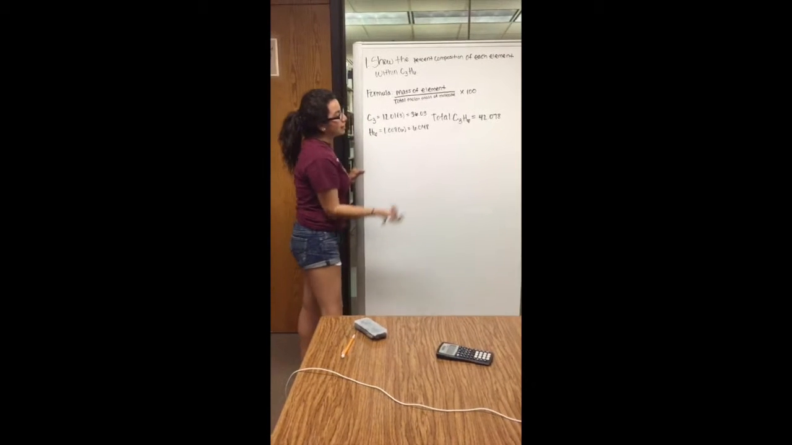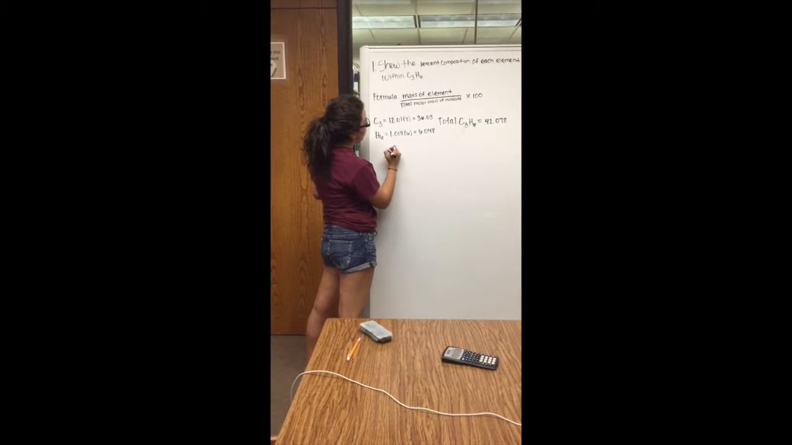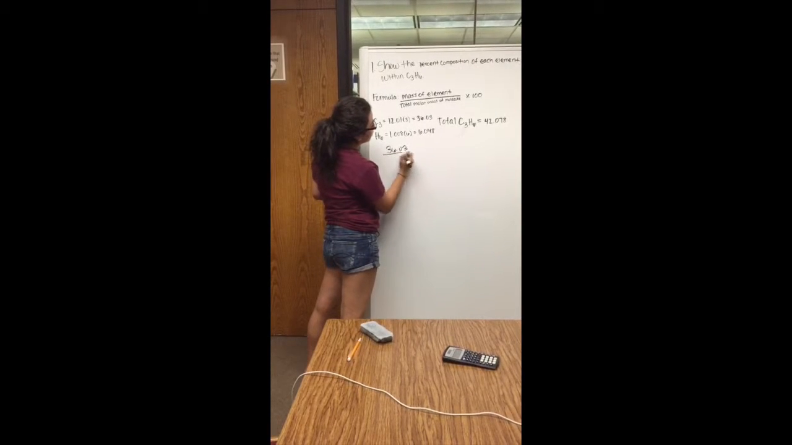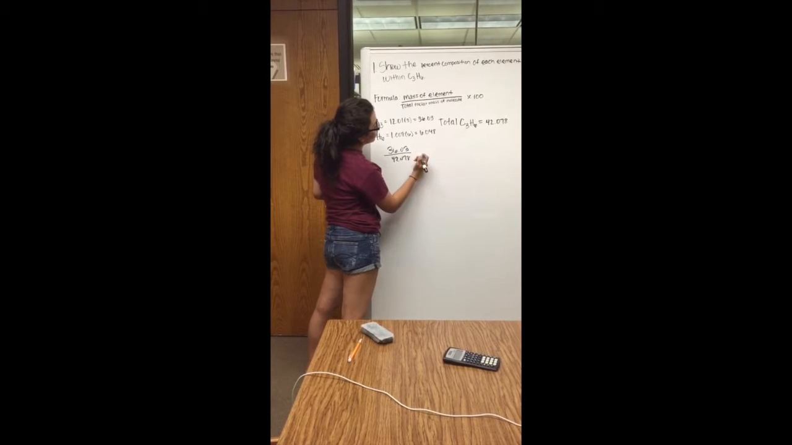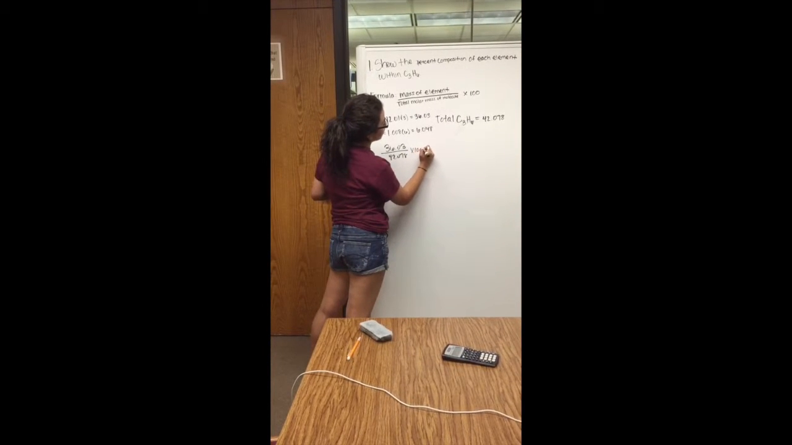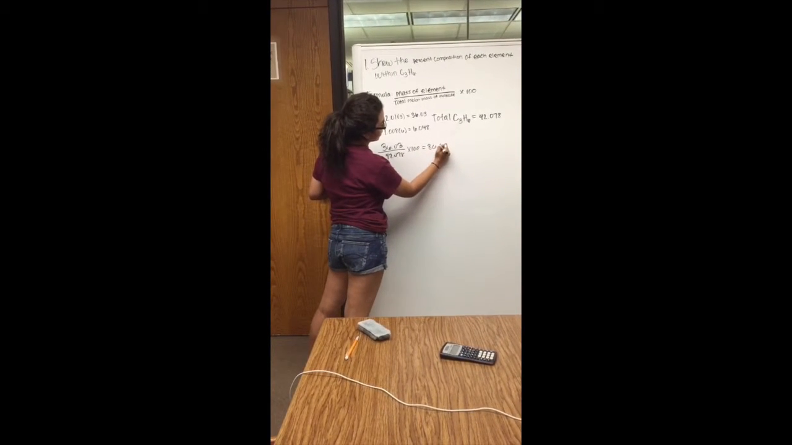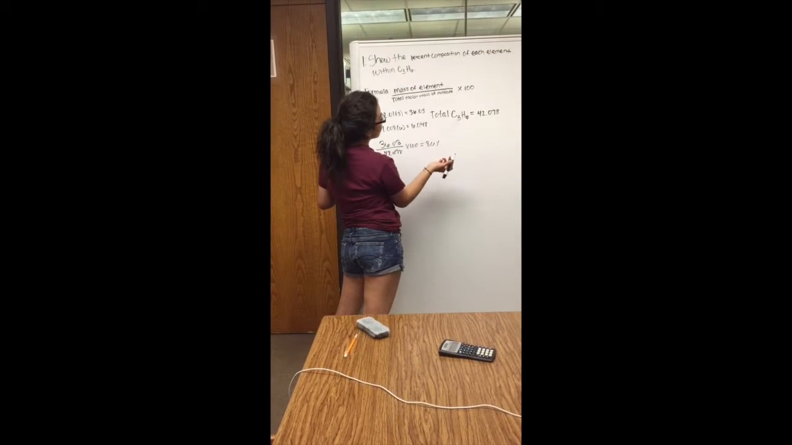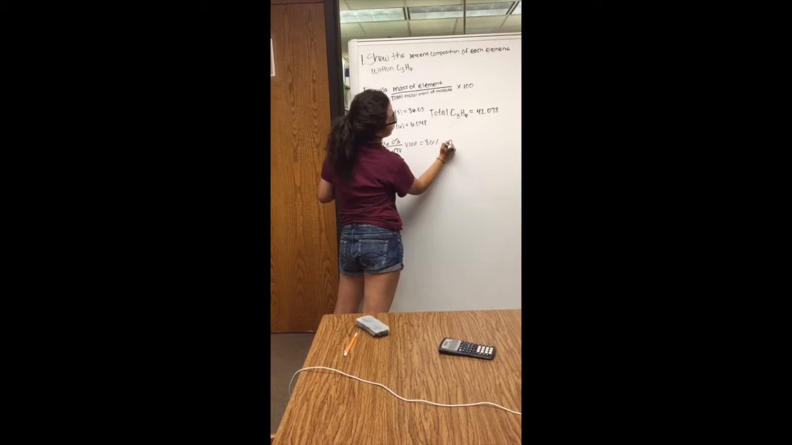42.078. So to find the percent composition, you would just divide 36.03 divided by 42.078 times 100, which would give you 86%, and that's for carbon. So the percent composition for carbon would be 86%.